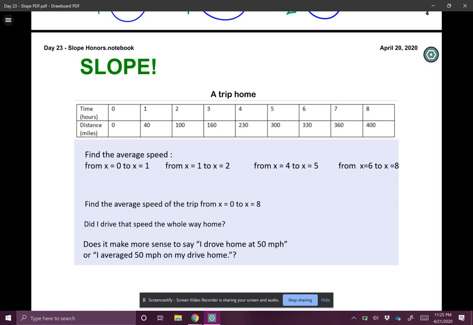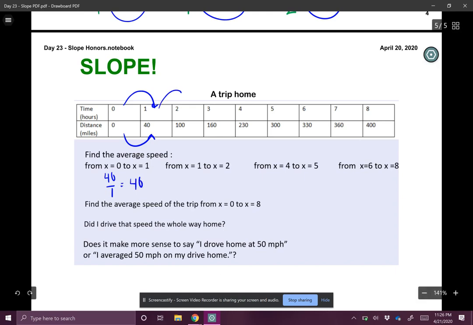So our x value is time in hours, and our distance is in miles. So we're going to find our average speed from different intervals. So from 0 to 1, when x is 0 to x is 1, our change in y is going to be plus 40. Our change in x is going to be 1. So our average speed from 0 hours to 1 hour was 40 miles per hour.